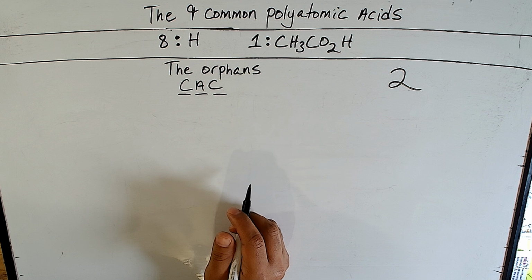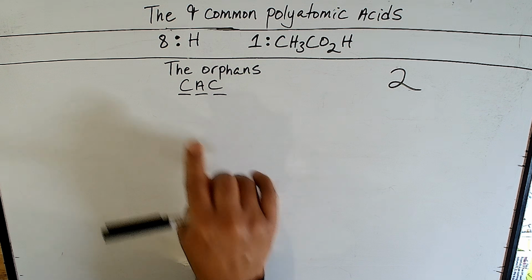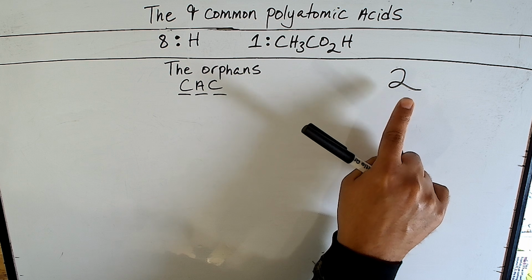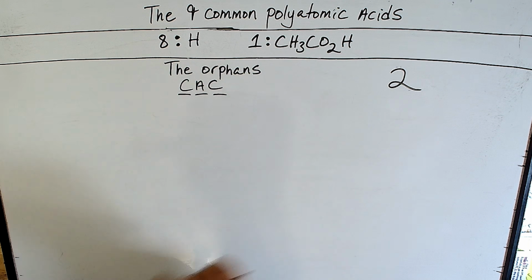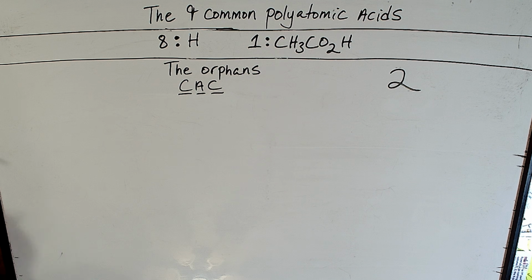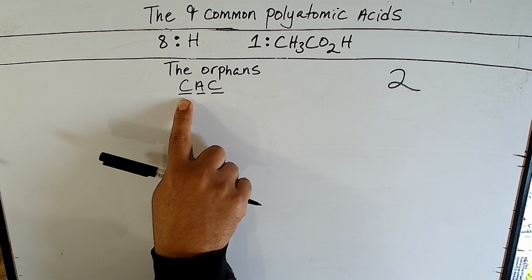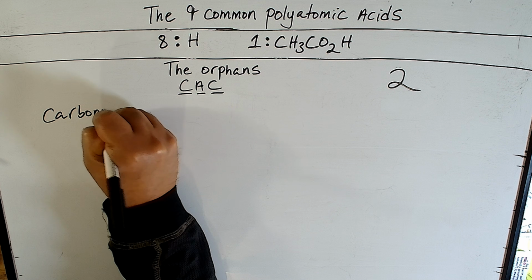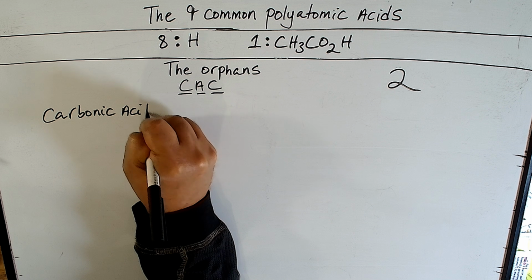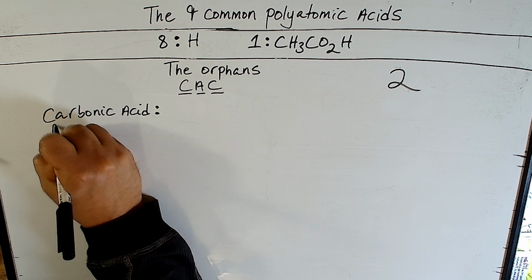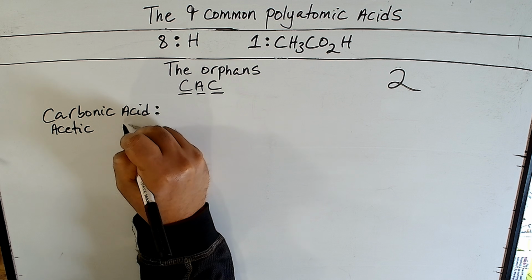When it comes to the polyatomic acids, they are broken down into families. The first family is what I call the orphans. And the orphans consist of a family of 2. I will expand on this a little bit later. The acronym that I use is CAC. So the first C stands for carbonic acid. The second letter stands for acetic acid.